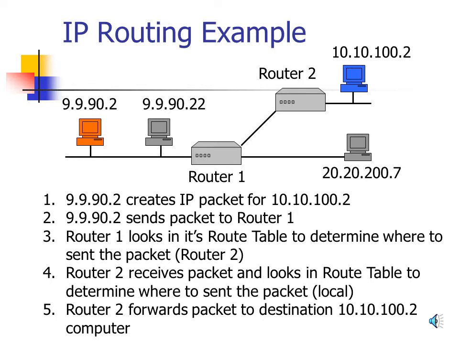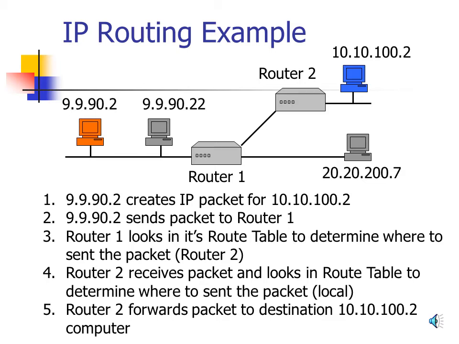Routing may involve going through just a single router. For instance, if the red computer wanted to send a packet to the gray computer, 20.20.200.7, it would only go through one router. But routing also may involve going through two or more routers. In fact, on the internet, routing sometimes involves going through a dozen or more routers to get to the destination station.